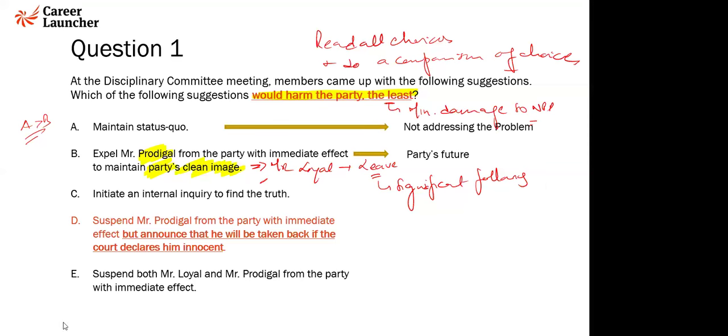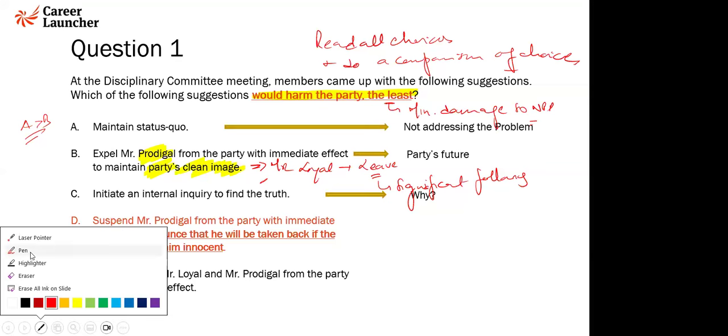Utsav, are you clear about option B? Or you want me to explain it again?